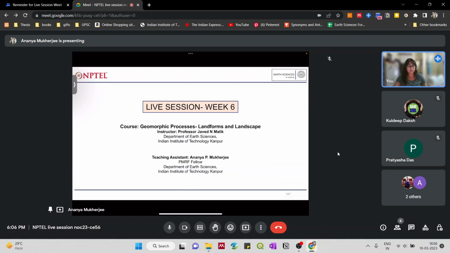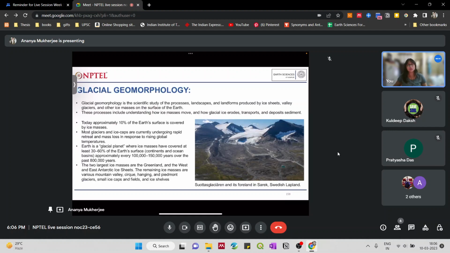So in today's session, and in this week's content also, you have been introduced to two geomorphological processes. One is glacial and the other one is coastal. We will first get into the glacial part. So what is glacial geomorphology?